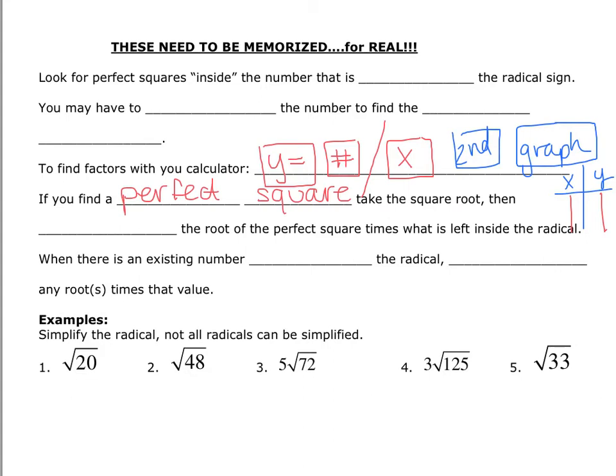Then we're going to multiply the root, this is the number that's coming out of the perfect radical, by what's left inside the radical. When there is an existing number outside the radical, we're going to multiply any root times that value. And this is all going to make more sense when we get into the examples.